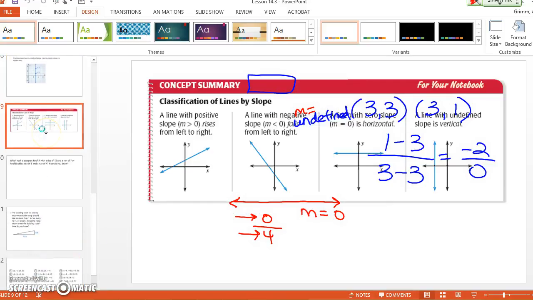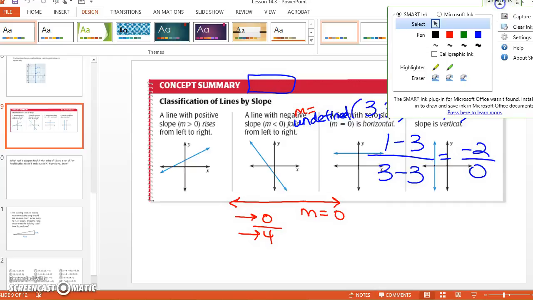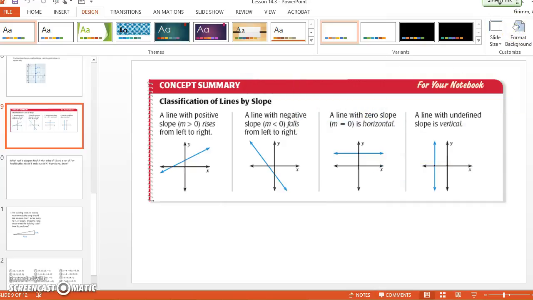Okay, so this actually comes out of the Algebra 1 book. So that's how much or how long we will use this. Okay, so here are the different types of lines that we've covered today. Positive lines go up, negative lines go down. If you have a 0 slope, it's horizontal, and if you have undefined, it's going to be vertical. So there's all of your 4 slopes on one screen.